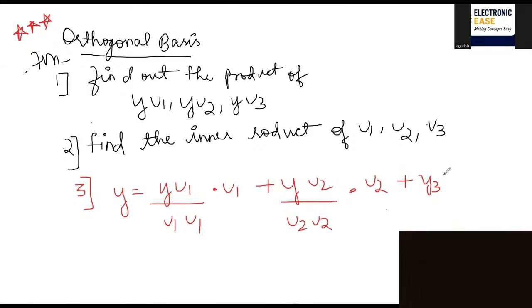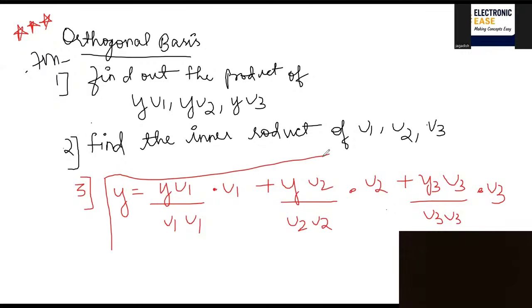By u3 divided by u3 into u3. Okay. So this is your final equation. Whatever you get, this will be your final answer. So remember the steps, children.